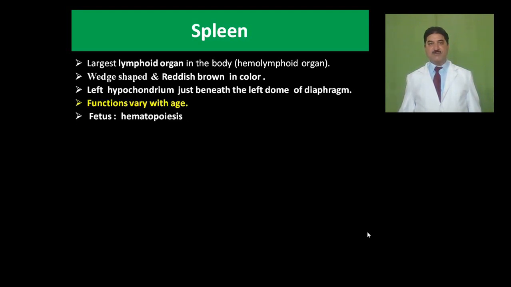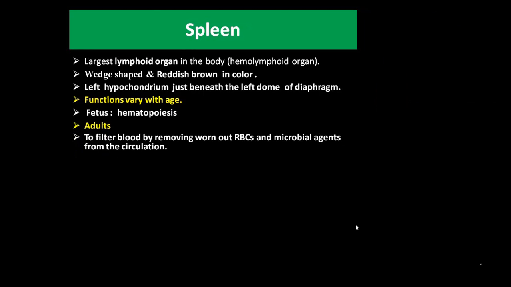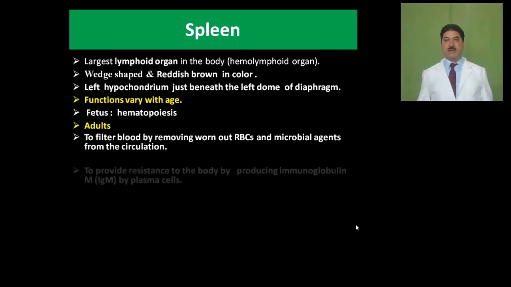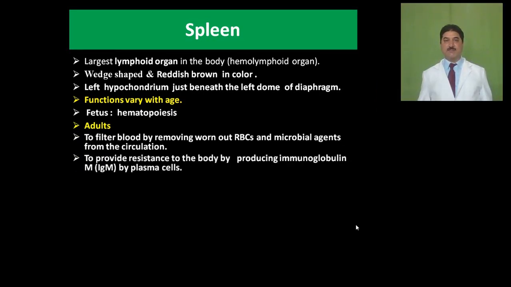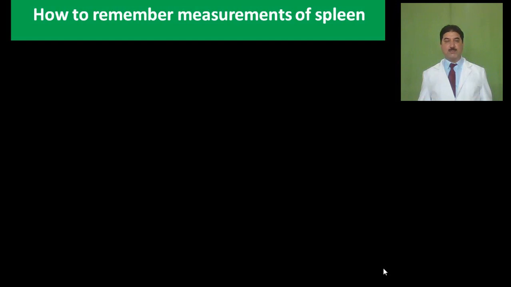The functions of spleen change with age. In fetus, it performs the function of hematopoiesis. In adults, it filters blood by removing worn out and damaged RBCs and microbial agents from the circulation. It provides resistance to body by producing immunoglobulin M, IgM. It acts as a reservoir of blood, for it stores RBCs and releases them in circulation when needed. It stores about 1% of the total blood volume.